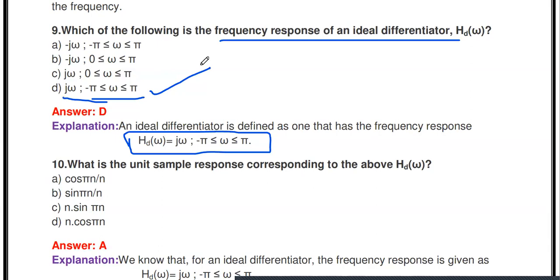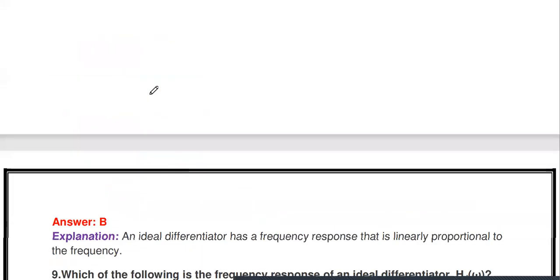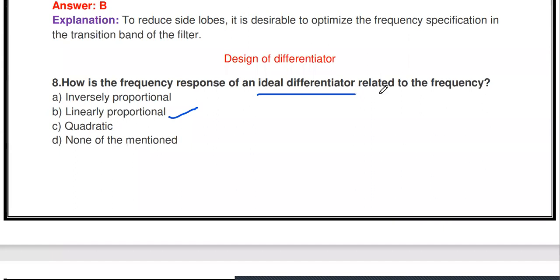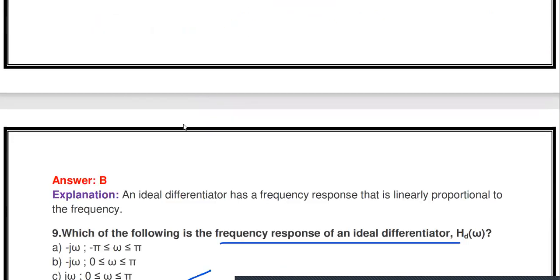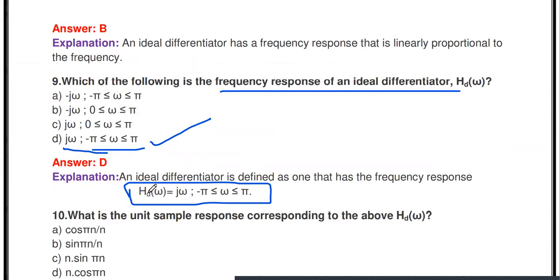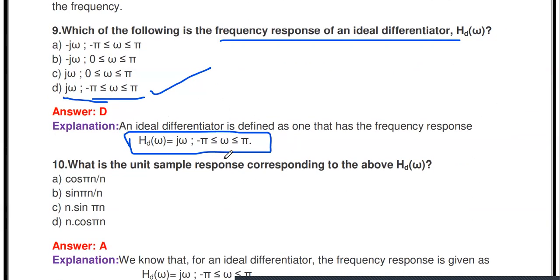That's why, in the previous question, the frequency response of the ideal differentiator is linearly proportional to the frequency. H_d(ω) equals jω, and if you take the modulus of H_d(ω), the answer is ω. So it is linearly proportional to the frequency. This is the frequency response of the ideal differentiator.